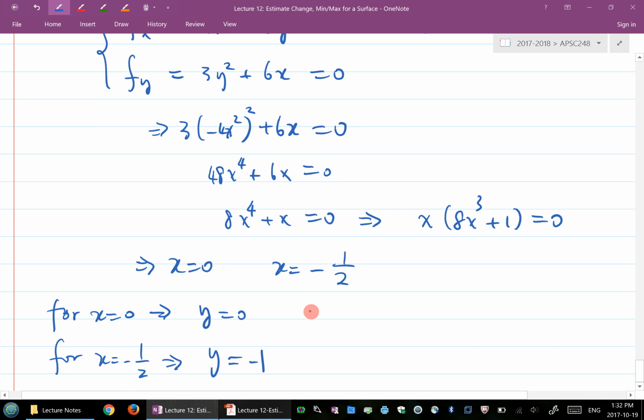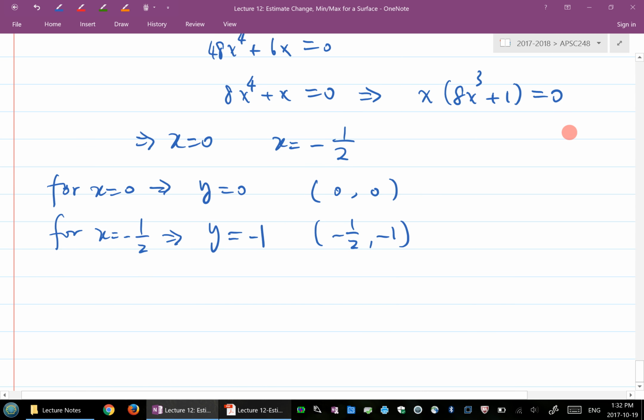Okay, so basically the solutions here are locations, are coordinates. We got how many coordinates? We got two coordinates. One is (0, 0), and the other is (-1, -1/2, -1). So that's two possible locations for the so-called critical points. And what type of critical points? That's what the second derivative test will tell us.